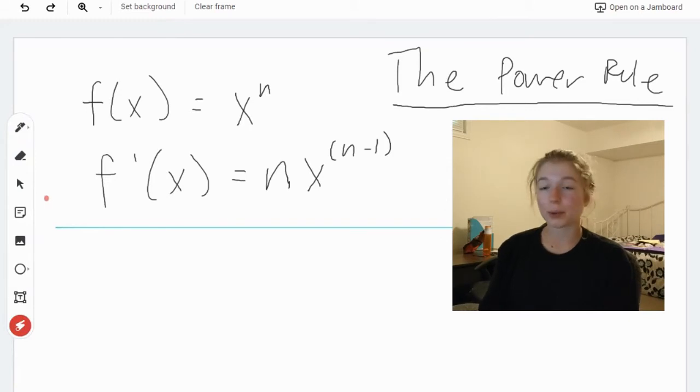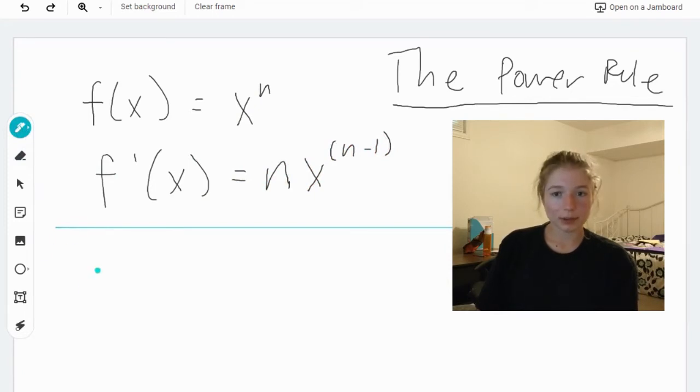Now that we know what a derivative is, let's figure out how we can find it using just the function itself. So let's talk about what the power rule tells us. The power rule tells us that for any function f of x that equals x to the power of n, its derivative, f prime of x, will equal n times x to the power of n minus 1.